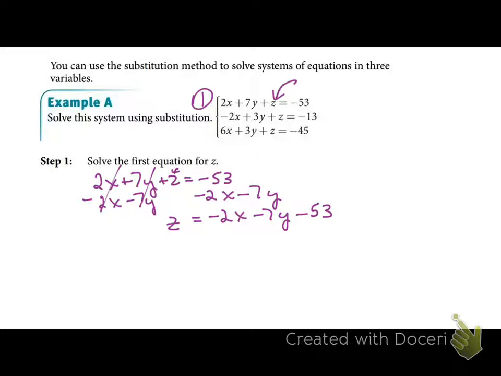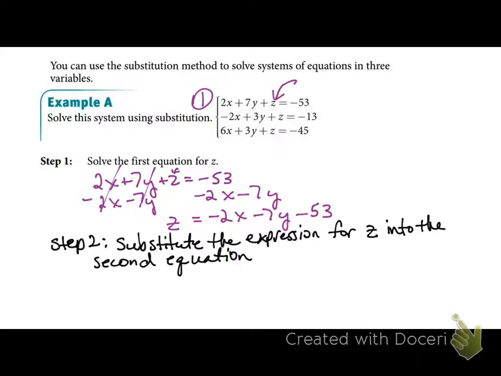Then step two, we will substitute the expression for z that we just found into our second equation. So let's look at that second equation. I'm going to label that 2, and I'm going to use a blue for that one. So I have negative 2x plus 3y plus, here is my z. But instead of the z, I'm going to replace it with what I found in my first equation when I solved for z, which was negative 2x, negative 7y, minus 53.